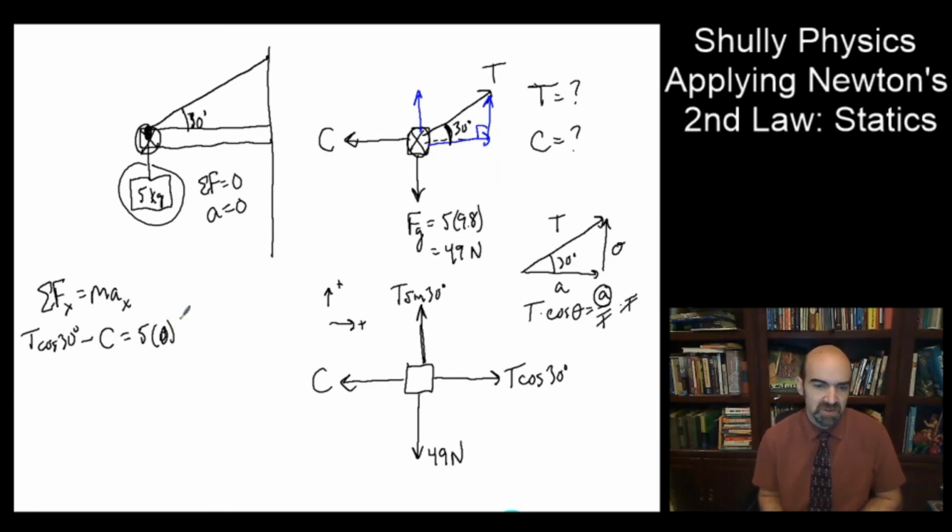5 times 0 is 0. Acceleration is 0. So I get a T cos 30 degrees, add C to the other side, will equal C. Mr. Shelley, I can't solve this. Well, when you get stuck, don't stop. Just keep going. That's one equation of motion in our system of equations we're going to be able to solve. So let's not stop and start on the sum of the forces in the Y direction.